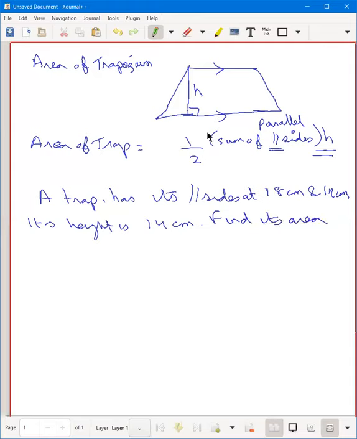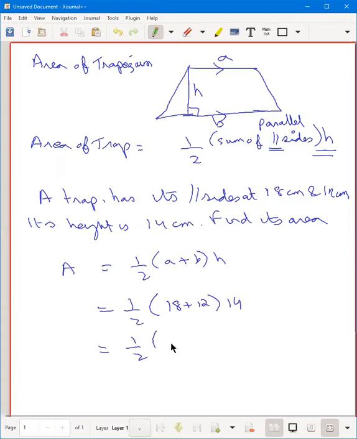So let this be A, let this be B. We have the area formula, which is half A plus B into H. A and B are the parallel sides. Remember that. So what will it become? Half of 18 plus 12 into height, which is 14. So that's half of 30 into 14. Can you work it out and tell me quickly, what is the answer?